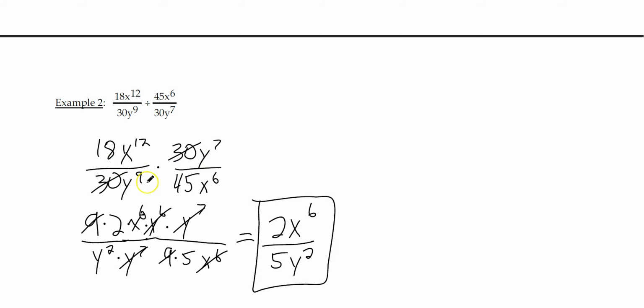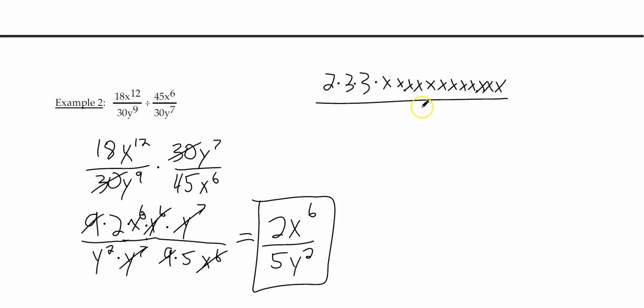If I wanted to write this in prime factorization, 18 is 2 times 9, which is 3 times 3, and 12 x's. I don't even know if I'm going to have enough space. Denominator is 30, which is 3 times 5. Sorry, it's 3 times 10, which is 2 and 5. And 9 y's.